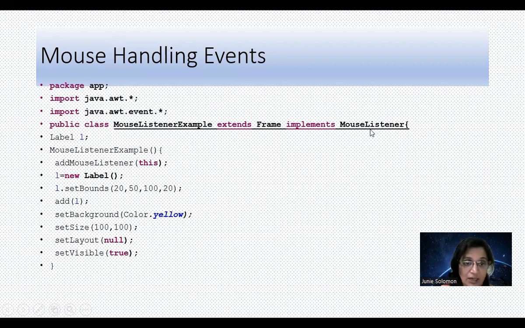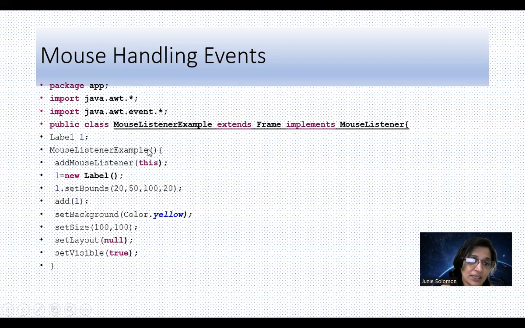MouseListener has so many methods that we need to override. It's mandatory that we override all the methods, whether we use them or not. We will see that later. In that, I needed a label. In that label I am writing whether the mouse entered, whether the mouse exited, and whether the mouse was pressed or released. I am writing that in that label, so I need a label.